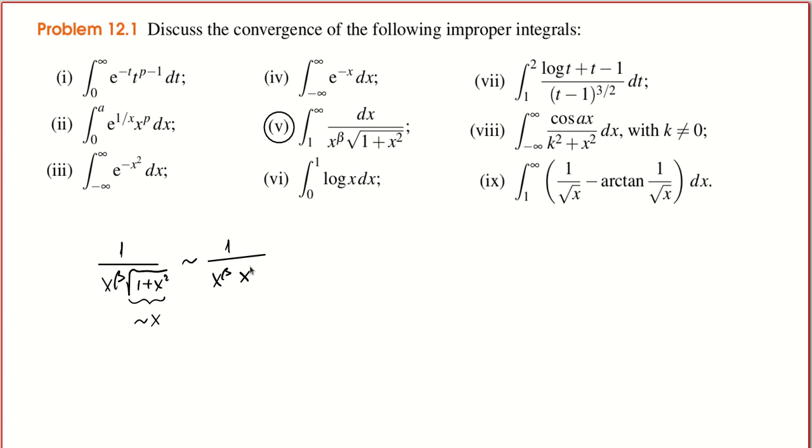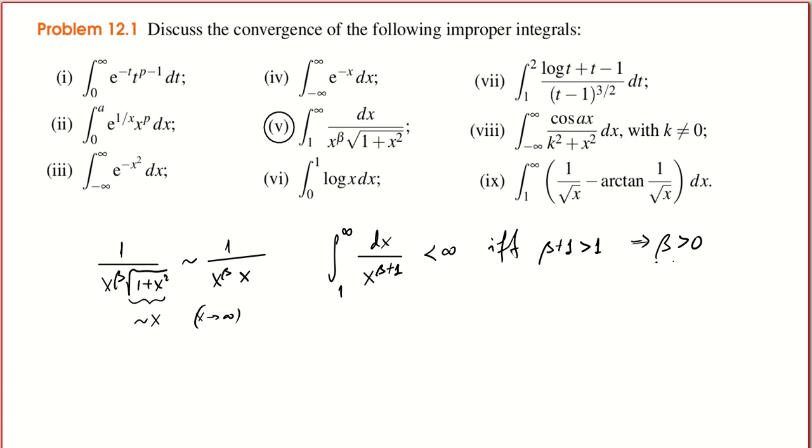Actually, you can prove it explicitly by dividing one by the other and calculating the limit when x goes to infinity. But anyway, you don't need to because it's pretty obvious in this case. So the integral we need to analyze is this integral here, the convergence of this integral here, with exponent beta plus 1. But now we know when this is convergent. This is convergent if and only if the exponent beta plus 1 is strictly larger than 1, which means beta is strictly larger than 0. So for beta strictly larger than 0, this integral here is convergent.